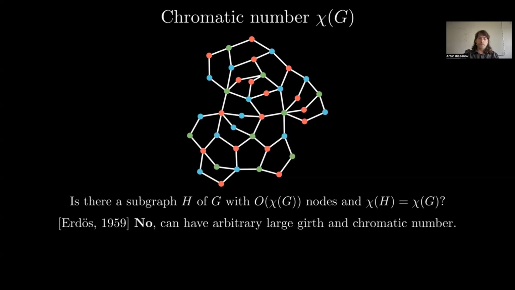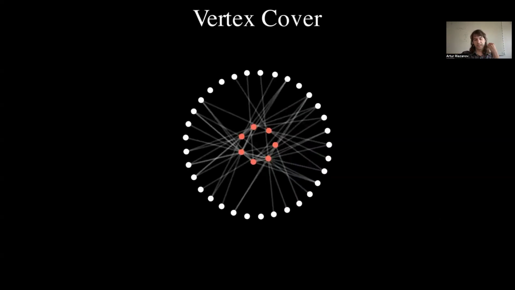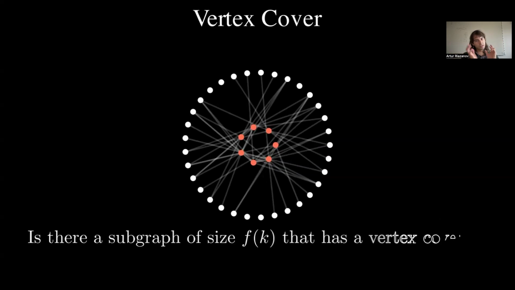So let me give an example of some graph theoretical notion which is condensable. This notion is vertex cover. A vertex cover is a set of nodes such that each edge is incident to a node in the vertex cover. Okay, so the question is the same. Can you witness it with a small subgraph? Can you find a subgraph such that its vertex cover number is that of the original graph and the size of the subgraph only depends on the size of the vertex cover?